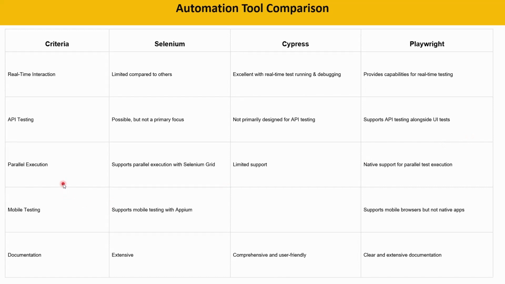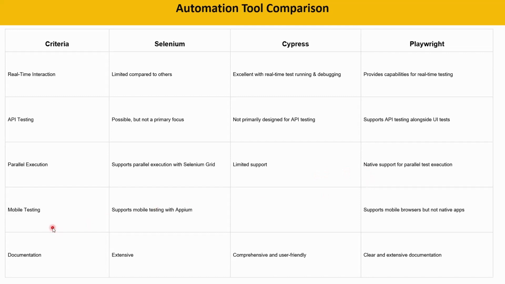When we talk about parallel execution, Selenium provides parallel execution with the Selenium Grid feature. Cypress currently has limited support, but I am optimistic that in the upcoming months, or within a year, they will be in a better condition with respect to parallel execution. Playwright has native support for parallel test execution now. So if you are planning for parallel execution, you must go with Playwright.